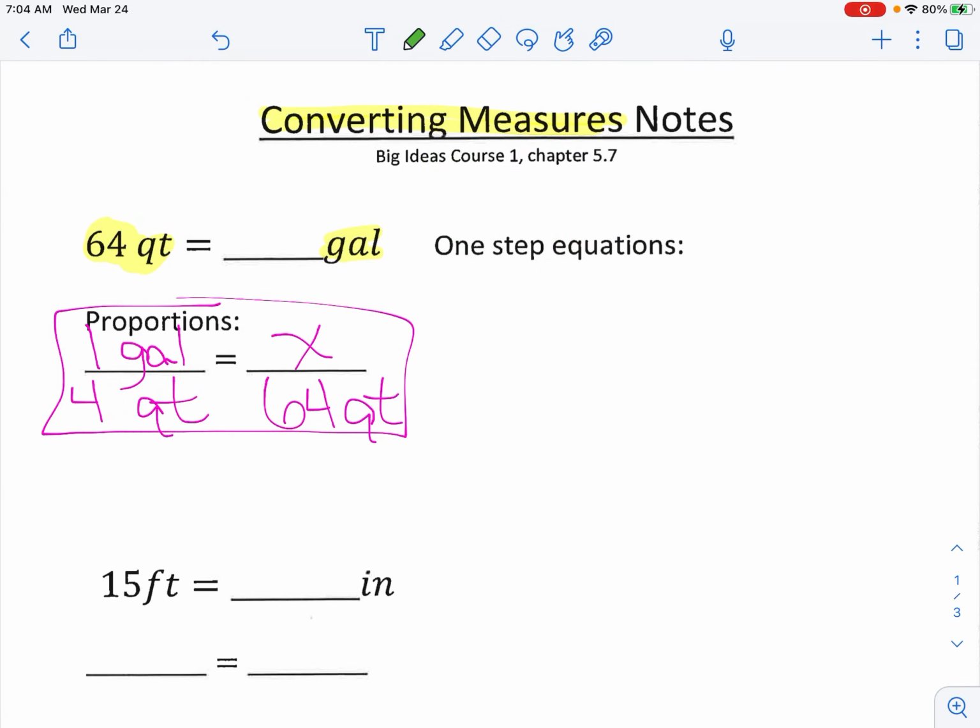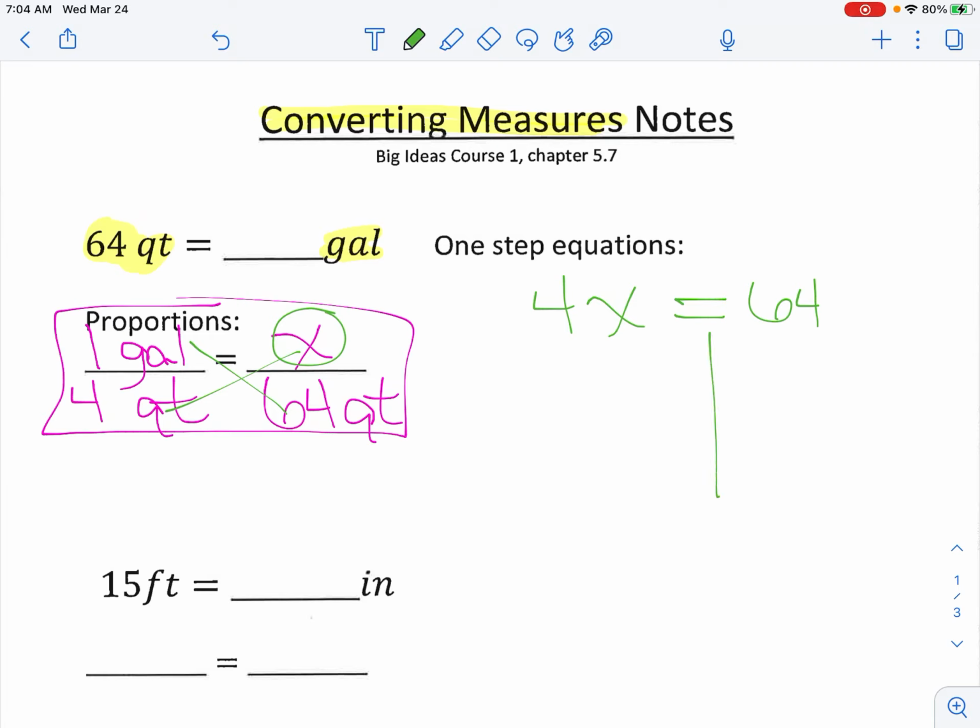Just like we've done before, we're going to go ahead and set up our one-step equation. So remember, an equation has an equal sign in the middle, and we're going to set this up by, first of all, multiplying by our X. So 4 times X is 4X, and 1 times 64 is 64.